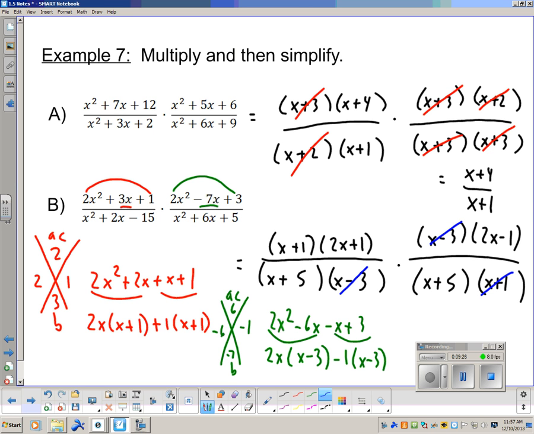X plus 1's are going. And that looks like we're about it. So we end up getting for our answer 2x plus 1 times 2x minus 1 all over x plus 5. And since there's two x plus 5's, you could put a little 2 up here, or you could write them both out. You could do x plus 5 times x plus 5. But there it is, simplified as much as possible.